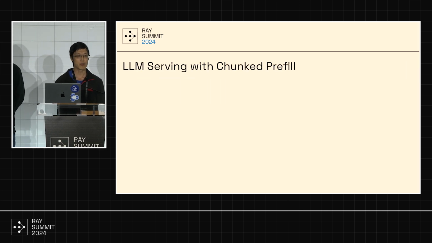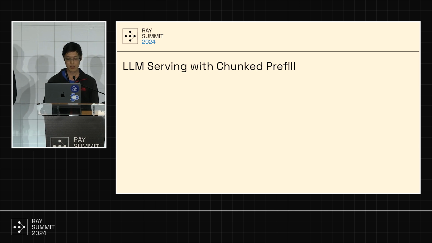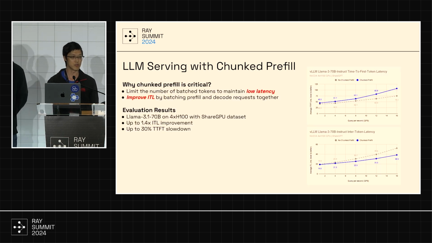The second feature I want to highlight is chunked prefill. This is also a critical feature used in vLLM today. First of all, why is chunked prefill critical? Because chunked prefill can chunk a long prompt into small chunks and run it in several batches. This way, we can limit the number of batched tokens to maintain low latency, which means you can improve your inter-token latency, and you can batch the prefill and decode requests together so that your decoding won't be interrupted by your prefill requests anymore.